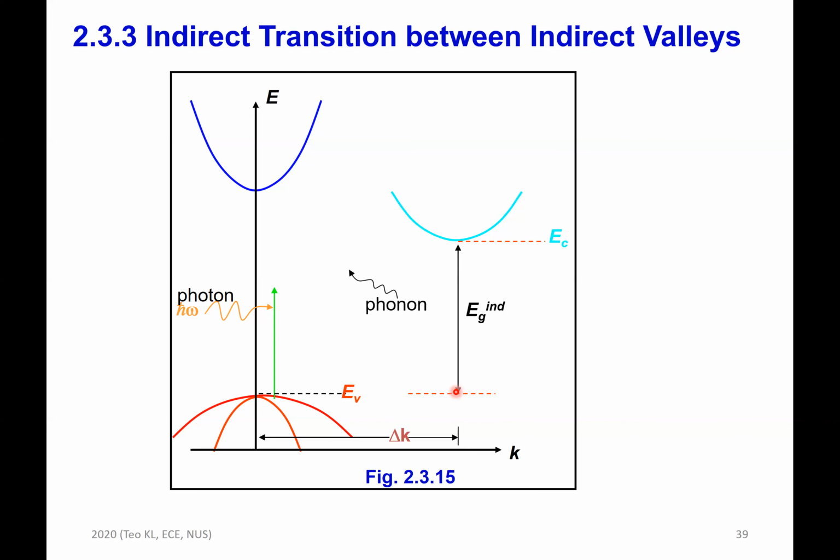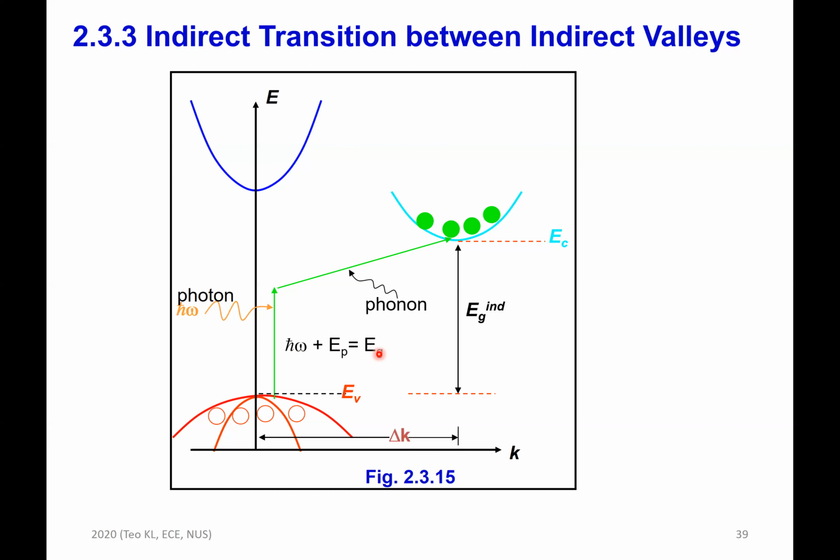And then you absorb the phonon energy from the lattice and you make a transition to the bottom of the conduction band. Or you can come in with a photon energy, for absorption of phonon energy, that will be photon plus phonon give you the indirect band gap energy.